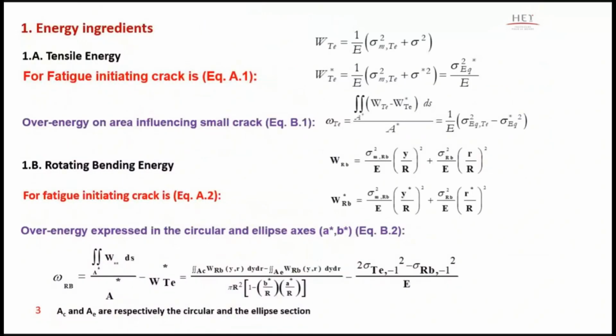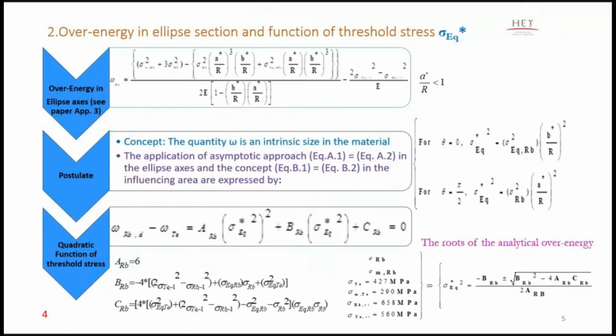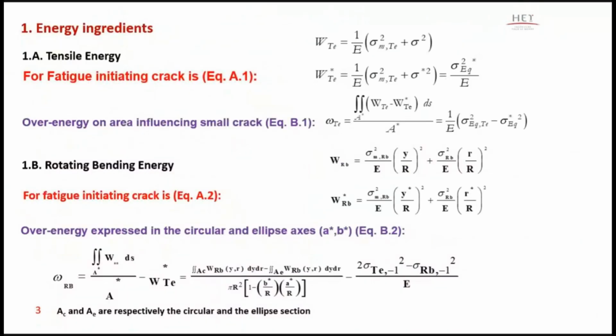So here you have energy ingredient, energy under tension, over energy on area influencing small crack, omega, and you have rotating bending energy here.